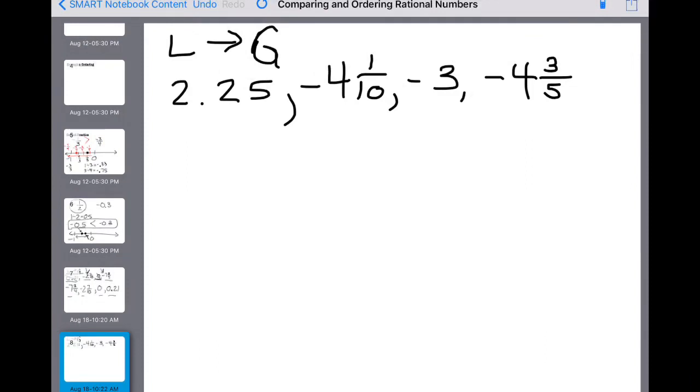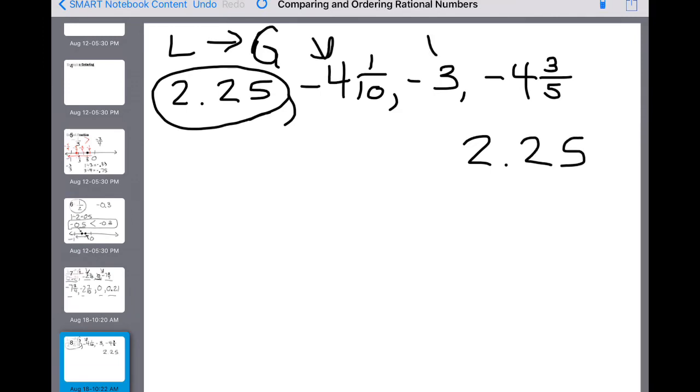So as always, I recommend that when you are ordering problems, you start by separating your positives and your negatives and putting those in order first. For this problem, we only have one positive, so I know that 2 and 25/100ths is my largest. Then I'm going to look at my negative numbers, and I notice that 2 of those have the same whole number, and 1 has a different whole number. So I have -3 and -4. I know that -3 is larger than -4 because it's less money owed. So the closer you are to 0, the bigger the number.